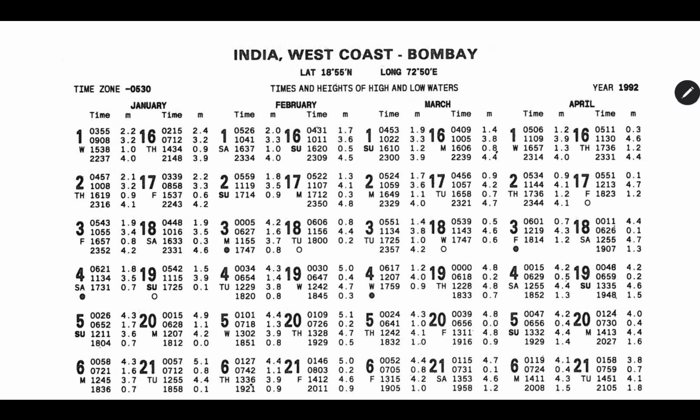This is one of the Admiralty Tide Table extractions, which I took from the table itself. In the question they have asked for January 1st only, so we just have to consider only this portion. The time is 0355 and the height is 2.2 meters, and 0908 that is 3.2 meters, and 1538 that is 1.0 meters, and 2237 that is 4 meters.